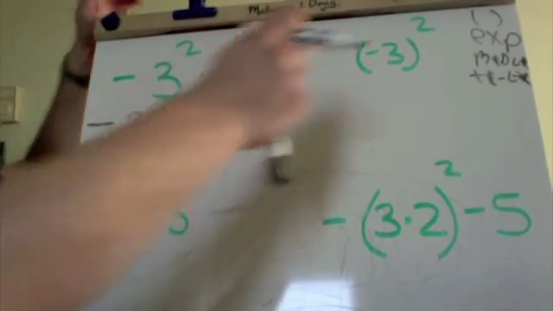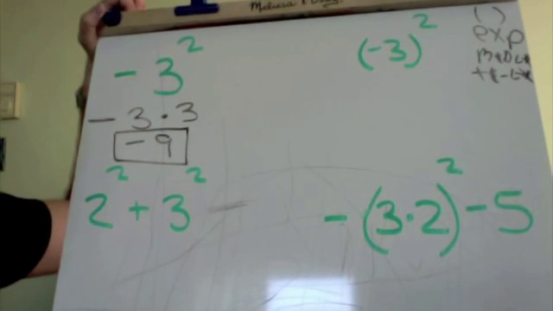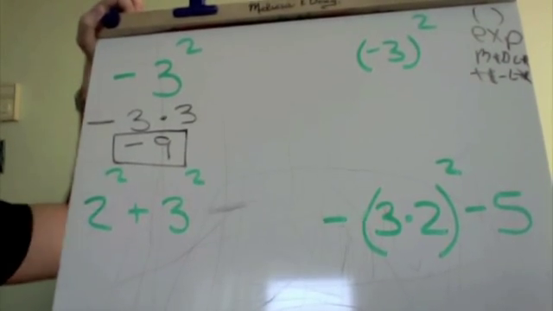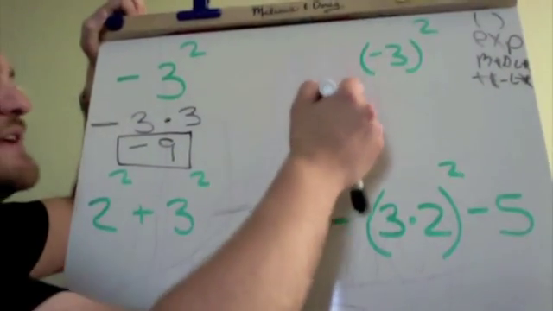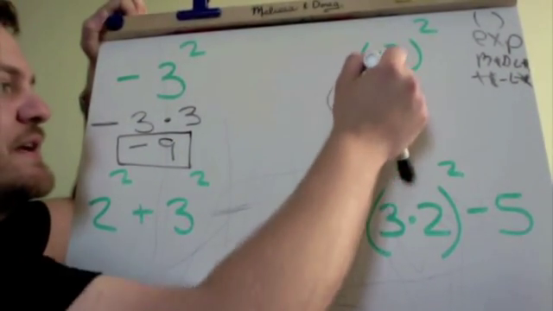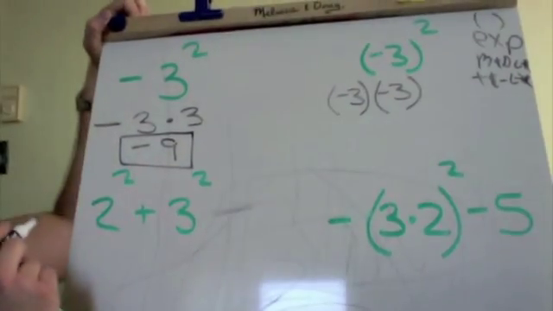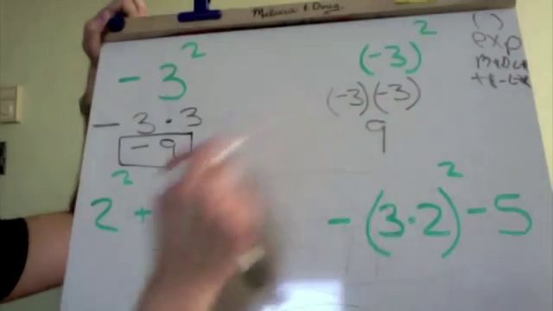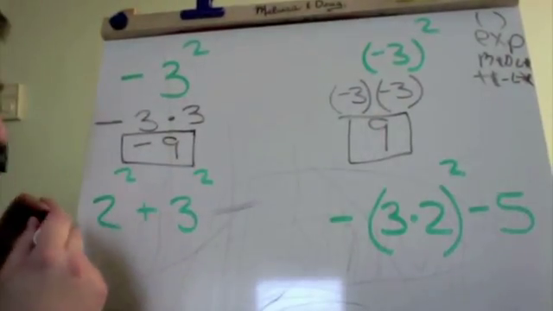Okay? This, however, is a little bit different. Those parentheses, now there's nothing to do inside these parentheses, the negative's in there, but everything inside the parentheses is attached to this outside exponent. So this is the same thing as negative 3 times negative 3. Well, a negative times negative is positive. 3 times 3 is positive 9. These are two very important distinctions.